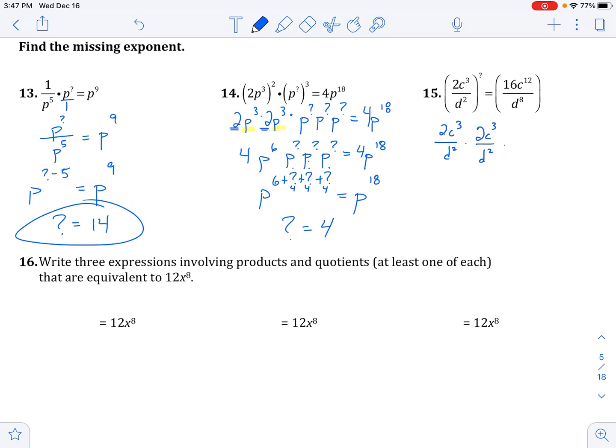Well, right now, if I look at the c's, I'm only at c to the third. If I do it another time, I'm going to be c to the third, c to the third, and c to the third, which is c to the 9th. If I do it another time, I'm going to be at c to the third, c to the third, c to the third, c to the third, which is c to the 12th.